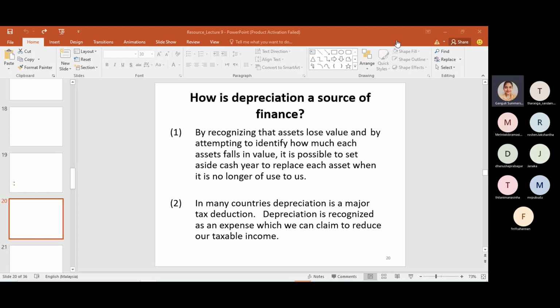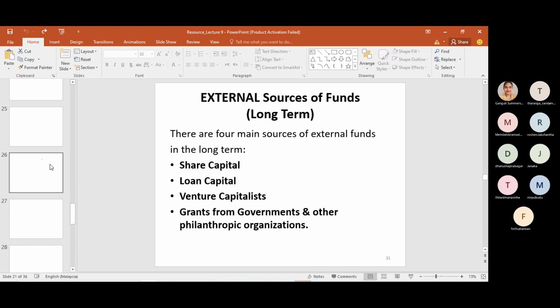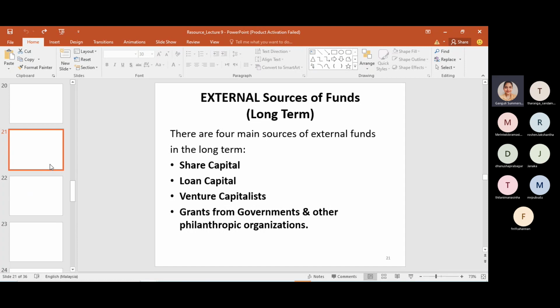Okay, then we can move on to external sources of funds. External sources of funds means the sources which are located outside the business, through which you can get funds.